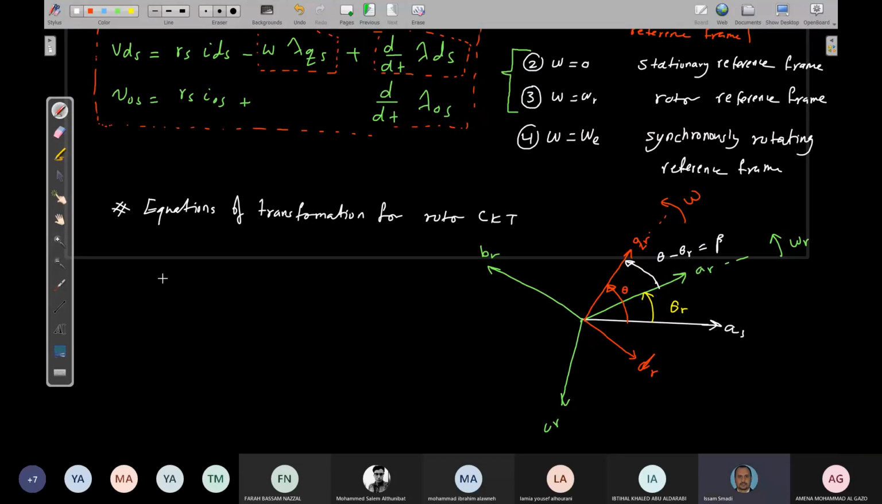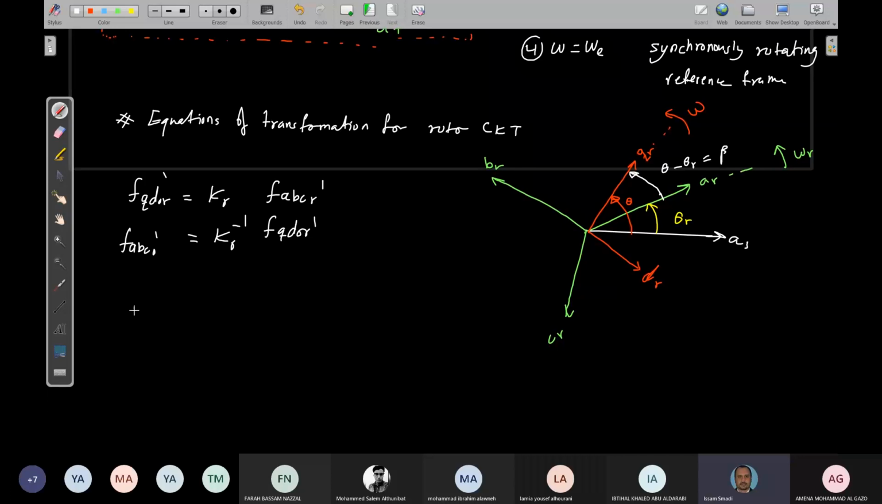Now I need to find the transformation matrix such that, given FABCR dash, which is the KR, I can find FQD0R, and also I need to find the inverse of the transformation. Which means that, given FQD0R, I multiply it by KR inverse to find the actual signal FABCR dash. Now I need to write KR and KR inverse.